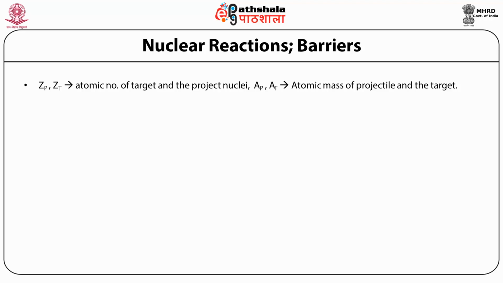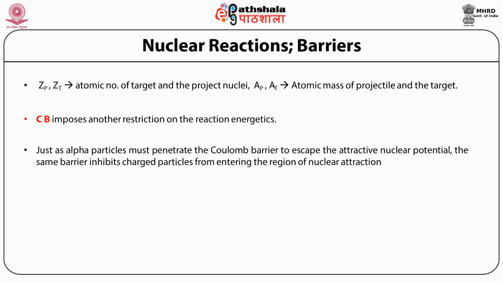So the conclusion is that the Coulomb barrier imposes another restriction on the nuclear reaction. Another means the first restriction was posed by the threshold energy. So the Coulomb barrier is on top of that. It imposes another restriction on the reaction energies. Just as alpha particles must penetrate the Coulomb barrier to escape the attractive nuclear potential, the same barrier inhibits charged particles entering the region of nuclear attraction. For a nuclear reaction to happen, the supplied energy has to be greater than the Coulomb barrier, that is VCB.